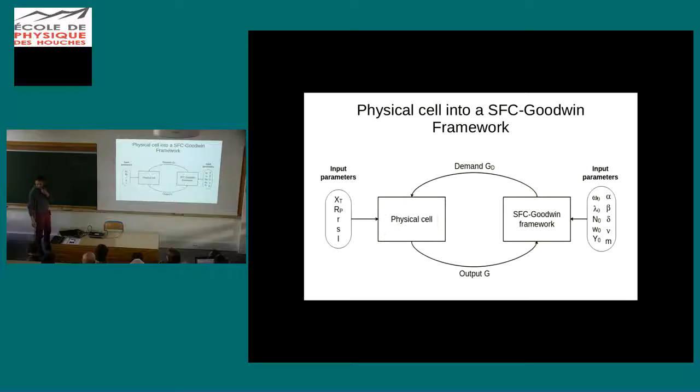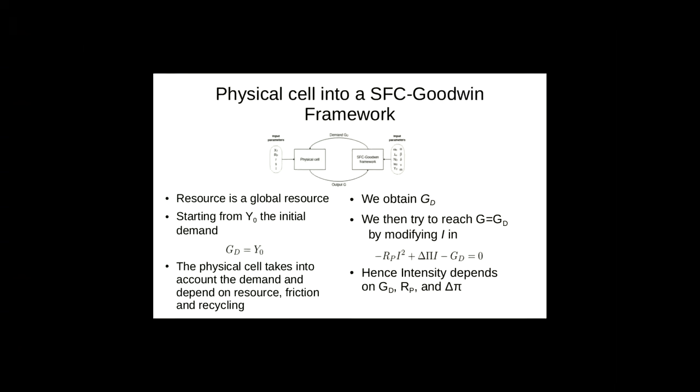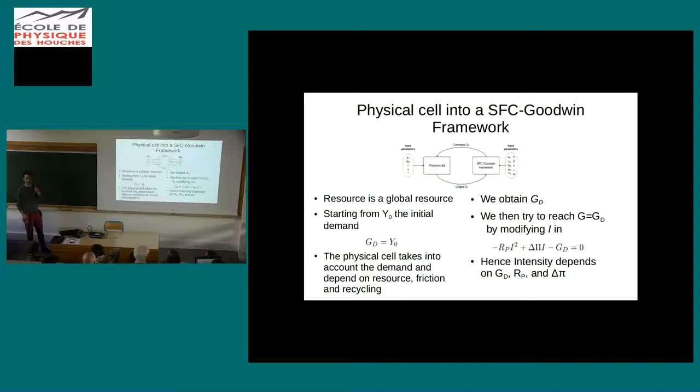Okay, now we have maybe a little bit to accelerate. So, the physical cell. I get back to this connection between the physical cell and the Goodwin framework. How does it work? We choose to have only one resource to prepare this case study, so we don't have a lot of cells, we have only one. We start from an initial demand, and this initial demand composes the demand function. Once we have this demand function, we look into the physical cell to see if it is possible to produce this demand. If it's possible, then we produce it. If it's not, then we reduce the production, and we do this by modulating E in the balance equation.